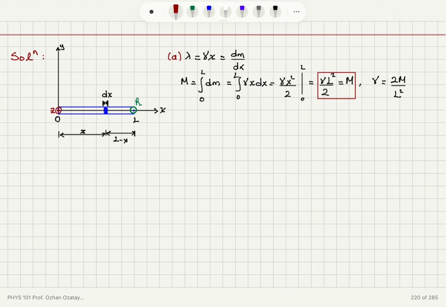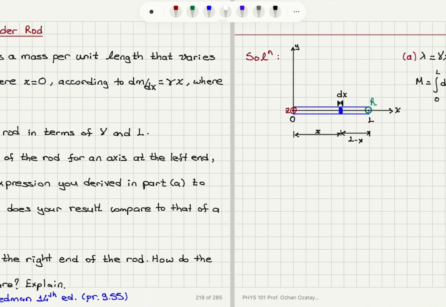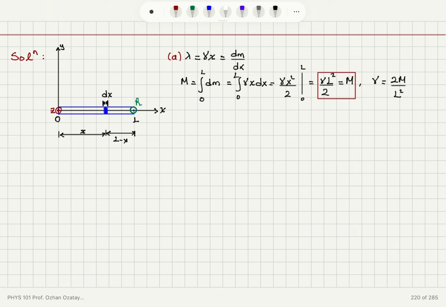Okay, so indeed we find, using this mass per unit length that varies with distance from the left end, gamma times x, that the total mass of the rod is the integral from 0 to L of dm, so we integrate over all mass elements, and we obtain the integral of gamma x dx, which gives us gamma L squared over 2 as our final answer. So let's move on to part B.